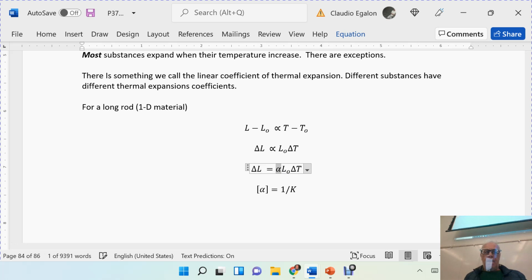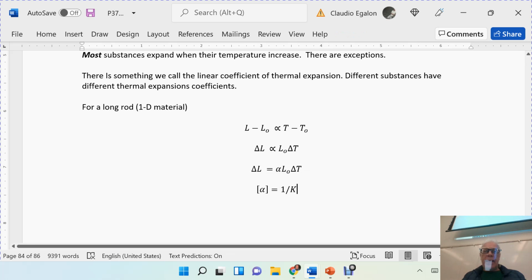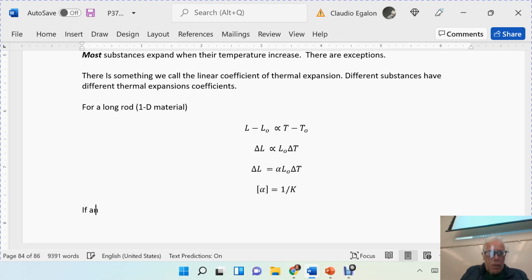If an object expands with temperature, its coefficient of thermal expansion is positive. It's positive.